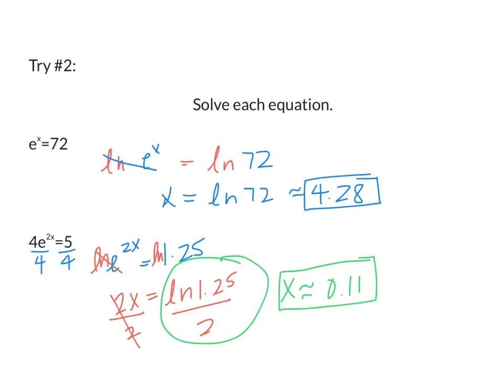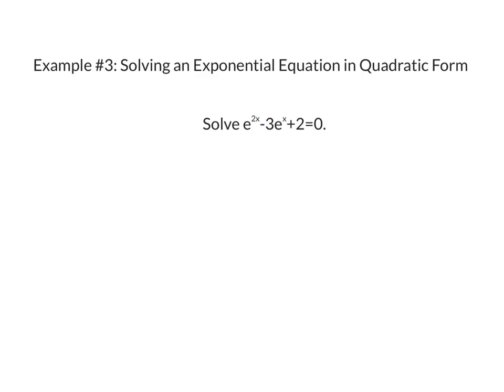All right, let's look at our last example. In example 3, we have a little bit more going on. This is actually kind of coming back down to quadratics. It's substitution specifically. So if we solve e to the 2x minus 3e to the x plus 2 equals 0, what we're going to do is substitute x for e to the x. So for every e to the x that I see, I'm going to write it as an x. So let's first get everything in terms of e to the x.